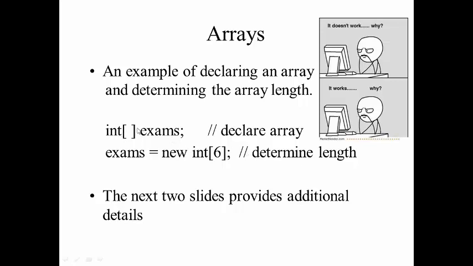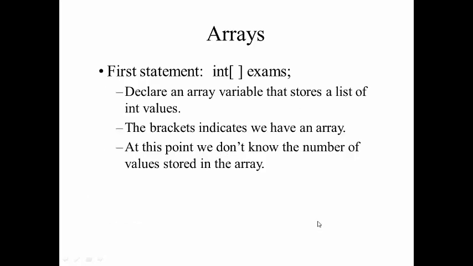So the first line of code here, int[] exams, is where we're declaring the array. But you need to go a little further than that because you need to say in the second line that your variable exams is equal to new, the word new, the data type, in this case int, and the length inside of brackets. You're determining the length. And the next 2 slides provide additional details.